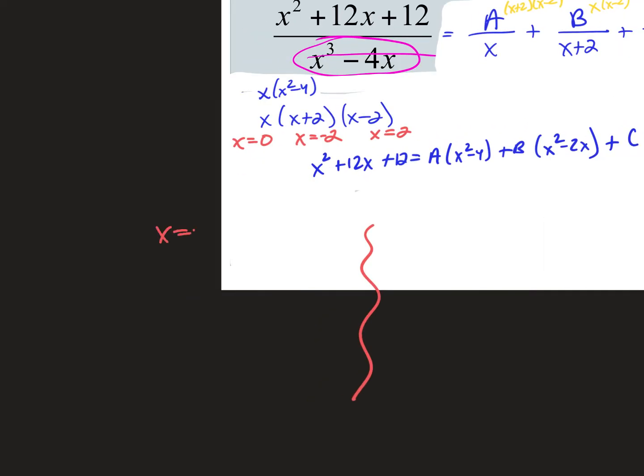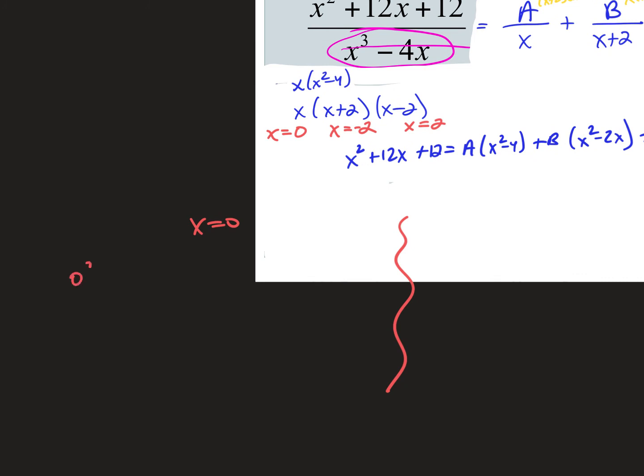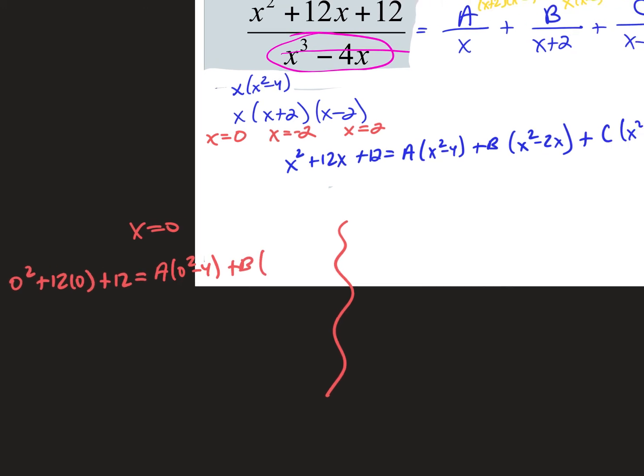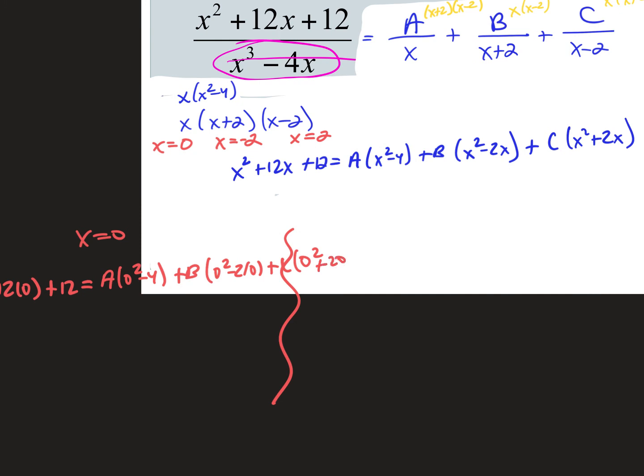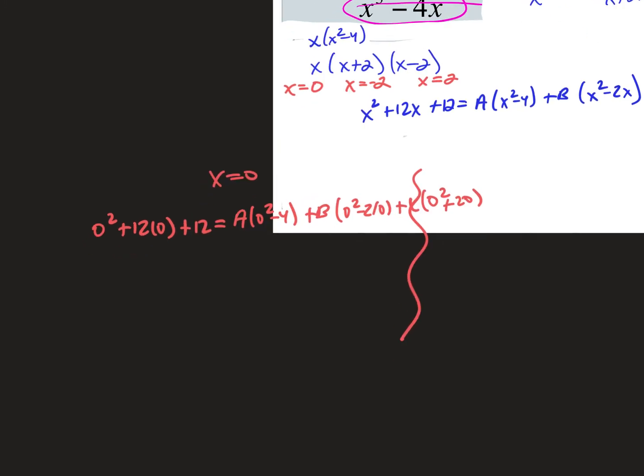So over here I'm going to do x equals 0. So 0 squared plus 12 times 0 plus 12 equals a times 0 squared minus 4, plus b times 0 squared minus 2 times 0, plus c times 0 squared plus 2 times 0. So 0 squared is 0. 12 times 0 is 0. Then I have 12 equals.